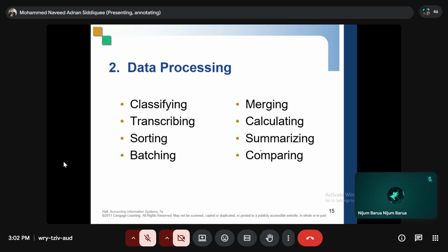Okay, next one is processing. And there are multiple ways of processing. You don't have to learn all of them because I will not ask you to explain all of them during the assessments. Learning 3 or 4 is fine. For example, what is classifying? You create classes. You classify the data set. You process the data by classifying the data set.